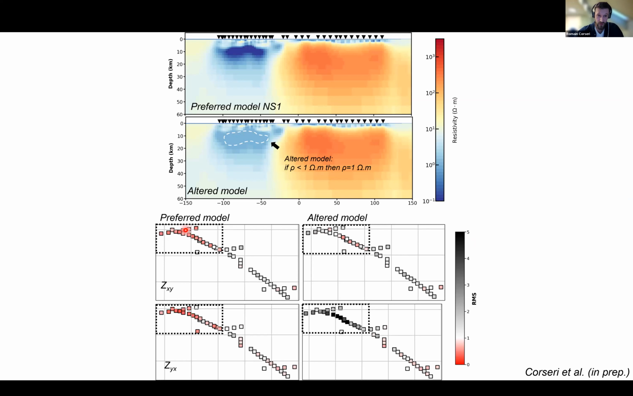You can see here the distribution of the RMS for the inversion model, and when it is altered, so when the anomaly is removed, the RMS reaches very high values, above 5. So you increase the RMS by 5 to 6 times, which is well beyond the data uncertainty. So you can expect that this conductive feature in the basin is a robust feature.